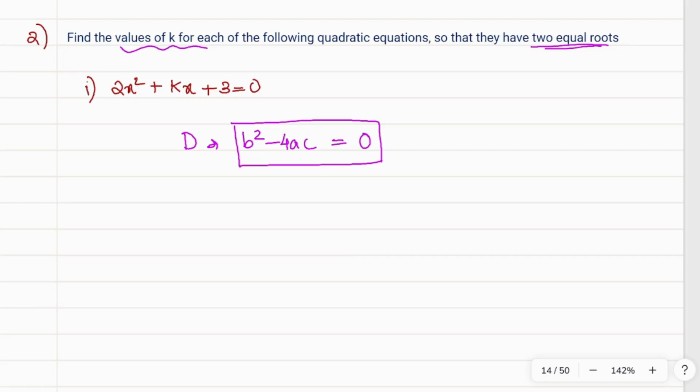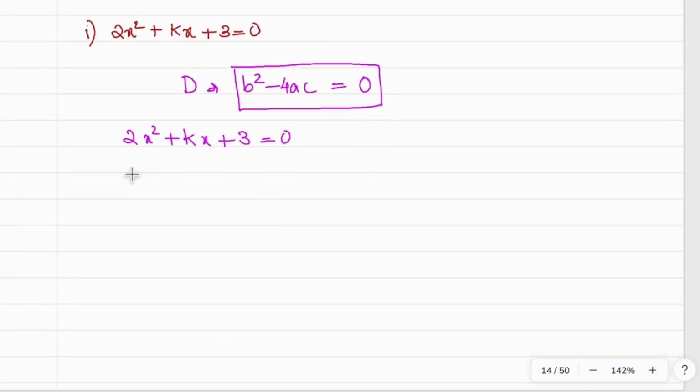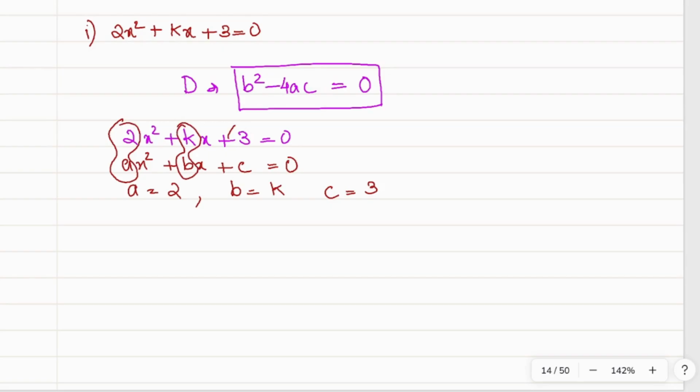Okay, so that means in this equation, 2x square plus kx plus 3 equal to 0, here a equal to 2, b equal to k, and c equal to 3. How? ax square plus bx plus c equal to 0 is the general equation, right? Therefore, a equal to 2, b equal to k, and c equal to 3. Now we need to substitute this in the equation.